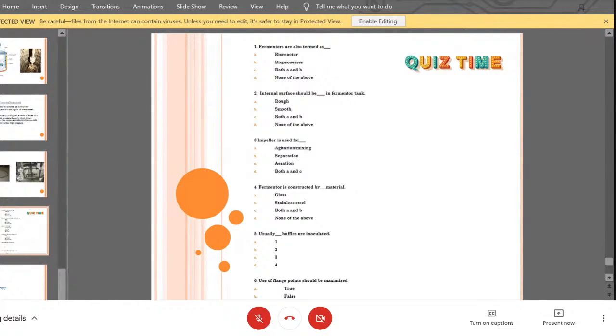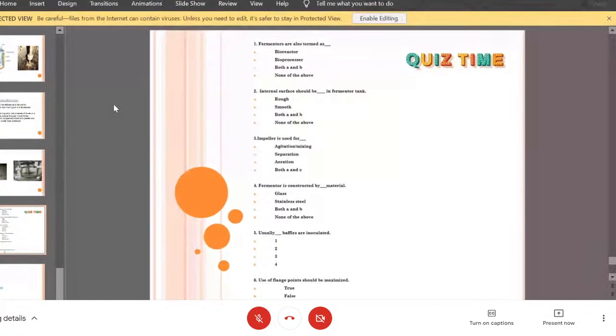So moving to the answer. The answer is smooth. Internal surfaces should be smooth in the fermenter, because in one of the slides I said that when we are constructing the body of the fermenter, we cannot use a single sheet of stainless steel. We have to use two or more sheets, and to join those sheets there are two options. We can either do welding or we can fit screws into them, but fitting screws will create a problem because the production media will start accumulating all around the screws, and also the microorganisms will start gathering on those screws.